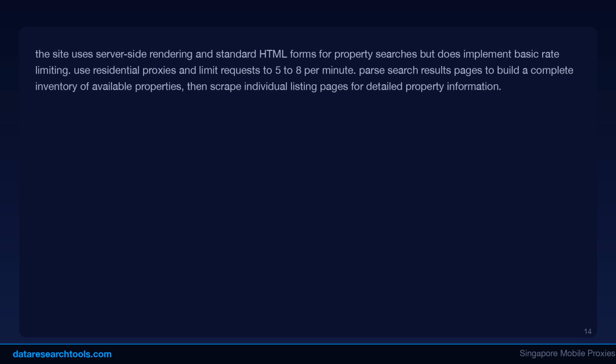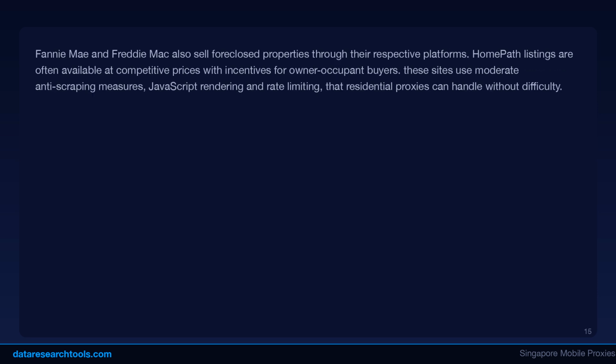Parse search results pages to build a complete inventory of available properties, then scrape individual listing pages for detailed property information. Fannie Mae and Freddie Mac also sell foreclosed properties through their respective platforms. HomePath listings are often available at competitive prices with incentives for owner-occupant buyers. These sites use moderate anti-scraping measures, JavaScript rendering, and rate limiting that residential proxies can handle without difficulty.